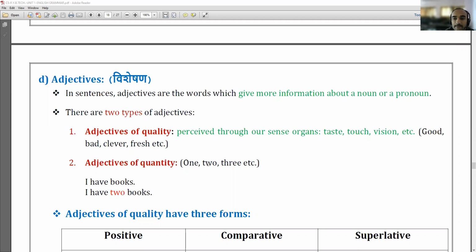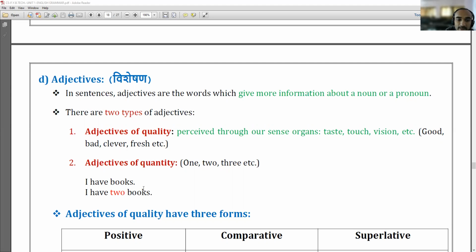From quantity itself, we can easily say that whatever we count with 1, 2, 3, 4, that is called the adjective of quantity. For example, if I'm going to say that I have books, माझ्याकडे पुस्तकं आहेत. Okay, so is there any adjective in this example? We can say that there is no number mentioned for how many books I have in the first sentence. That's why the adjective of quantity is missing in the first sentence.